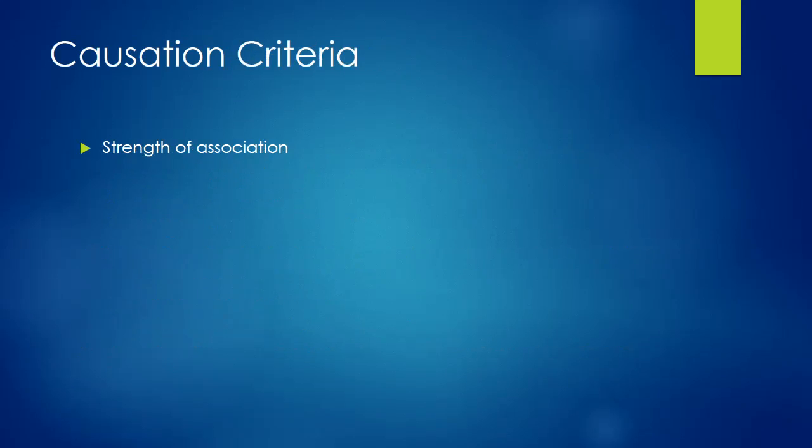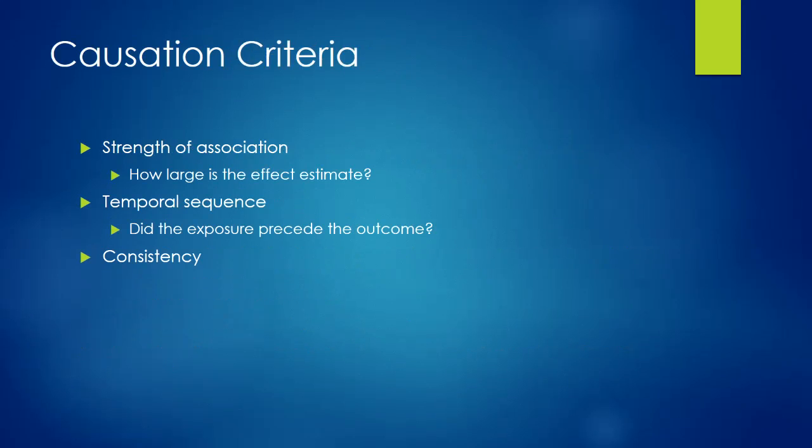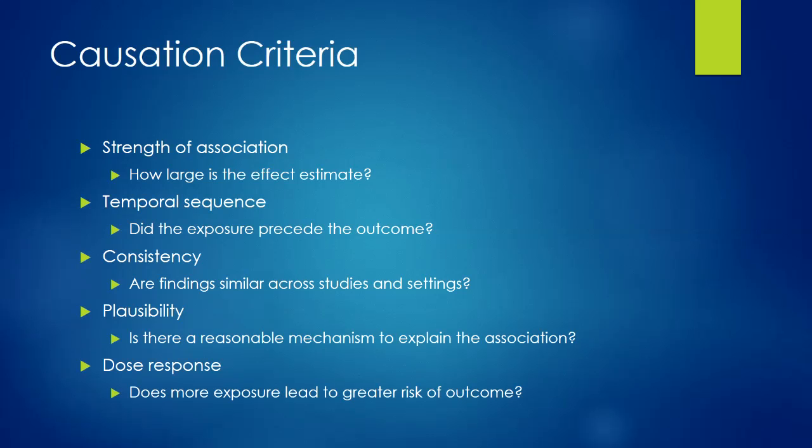So in the past, there were 5 characteristics or conditions to consider when determining whether something was causal or not. This is the strength of association, so just how large is that effect estimate, how strong is the correlation or relationship between the two variables. What is the temporal sequence like? So as we said before, we want to make sure that exposure comes before the outcome. So is that the case?